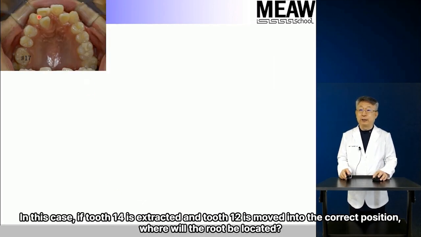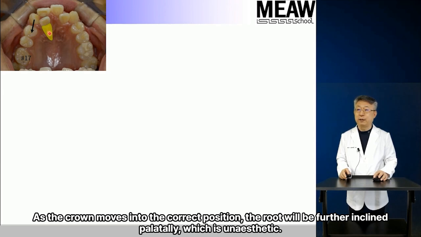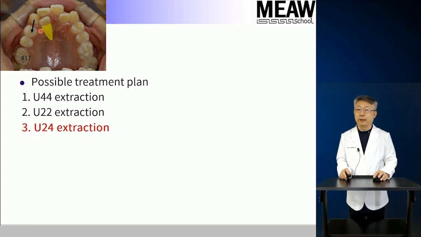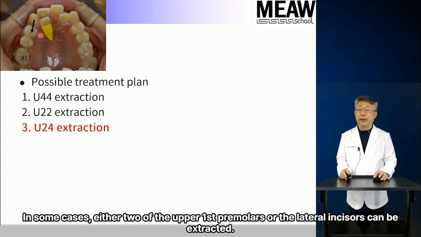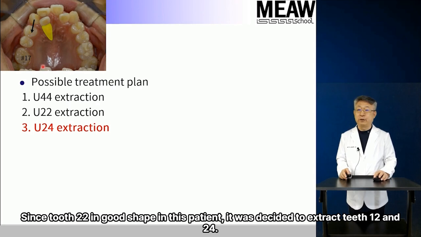In this case, if tooth 14 is extracted and tooth 12 is moved into the correct position, where will the root be located? As the crown moves into the correct position, the root will be further inclined palatally, which is unaesthetic. In some cases, either two of the upper first premolars or the lateral incisors can be extracted. Since tooth 22 is in good shape in this patient, it was decided to extract teeth 12 and 24.